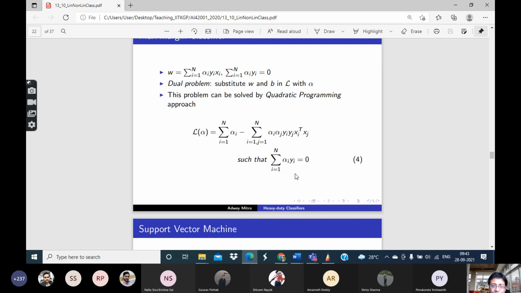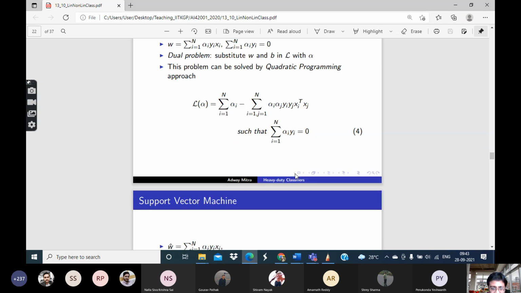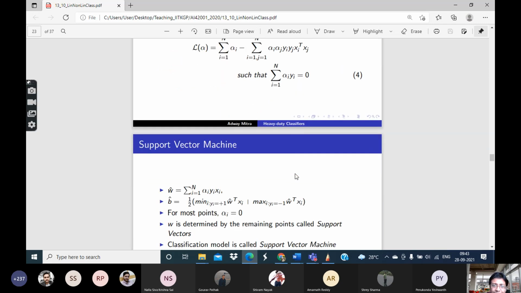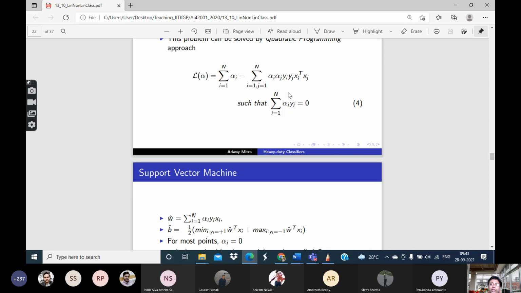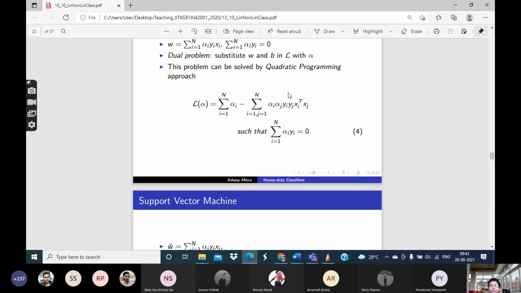Now where does that bring us? This basically is what is known as a quadratic program. As you can see, it's a quadratic function in terms of these variables alpha, which we are writing as lambda. So we call this a constrained quadratic program.